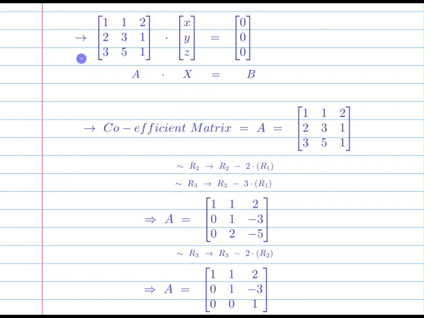So this is the system. The coefficient matrix A equal to [1 1 2; 2 3 1; 3 5 1]. Applying row transformation on R2 as R2 minus 2R1 and on R3 as R3 minus 3R1, we get A equal to [1 1 2; 0 1 -3; 0 2 -5]. Now applying row transformation on R3 as R3 minus 2R2, we get A equal to [1 1 2; 0 1 -3; 0 0 1].